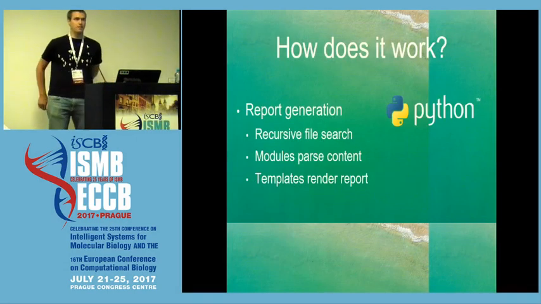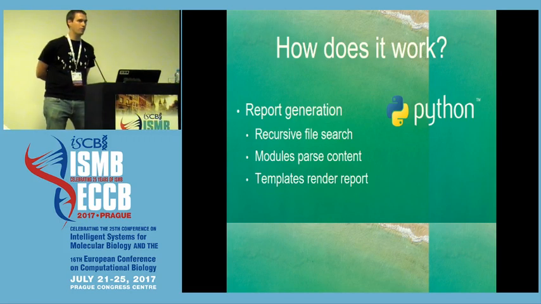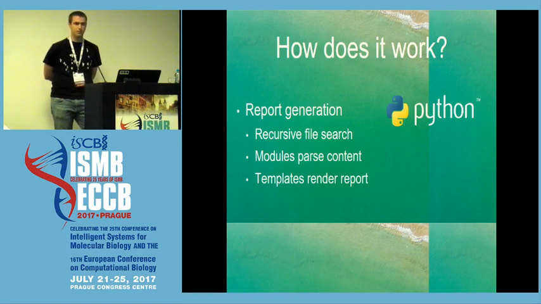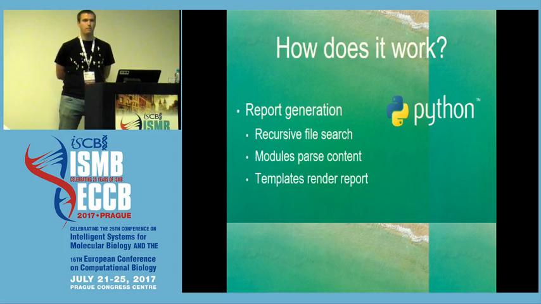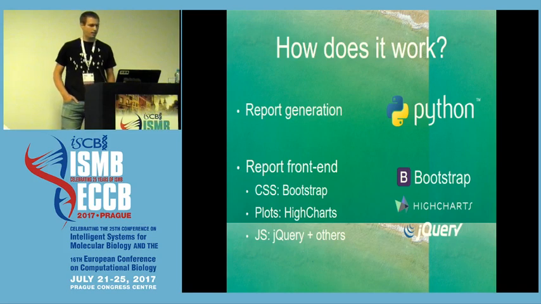So how does it work? It's a Python tool, and it's written basically in pure Python. It has a few dependencies, but not many. And you run it on the command line, and you give it one or several directories or files, and it will look through those paths recursively and find any files it can, and it matches those up to different modules. Modules within the Python code then parse those files and pull out the important information, and then finally the templates generate the HTML. On the front end, the HTML is built around the Bootstrap framework, and dynamic plots are rendered using the HighCharts graphing library. And there's a whole bunch of jQuery and custom JavaScript code to run the other interactive tools.